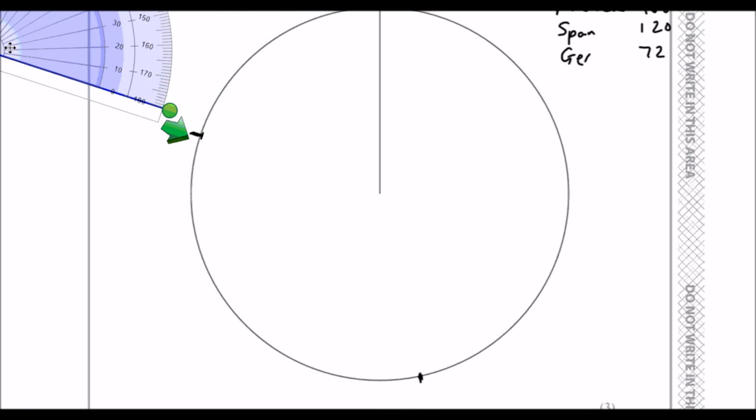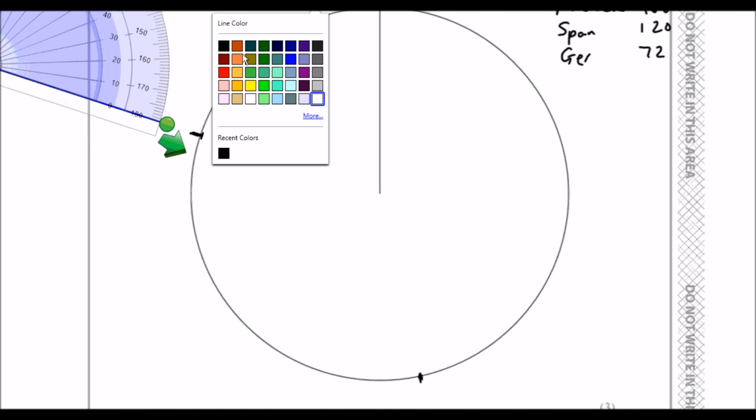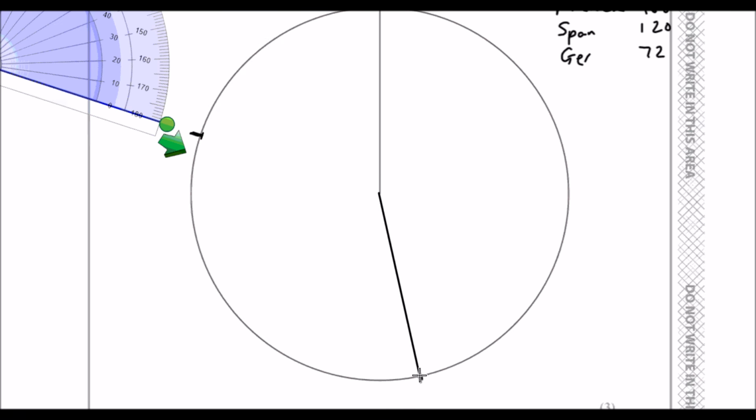So I'm going to move that out of the way, get a straight line this time. So using a ruler now, joining up these points, and then we just need to label. So this was French, this was Spanish, and this is German.